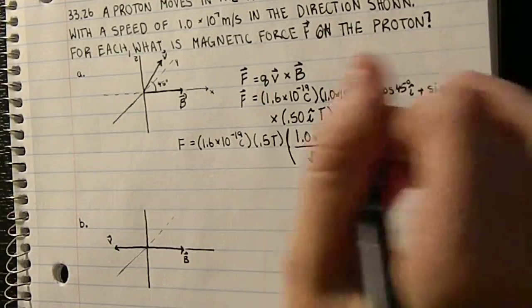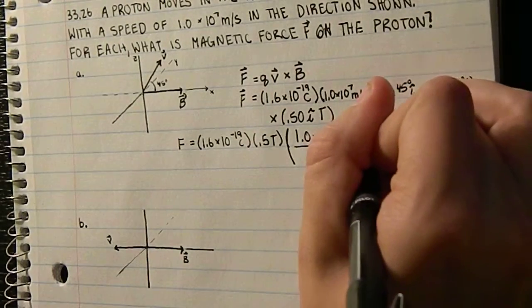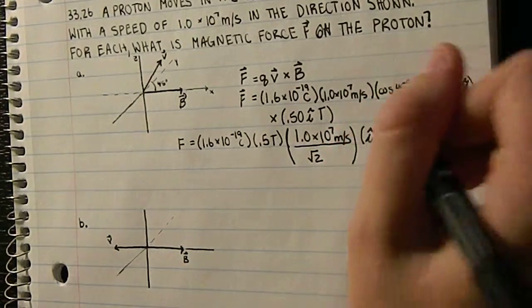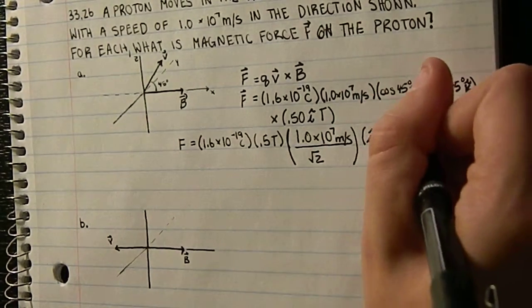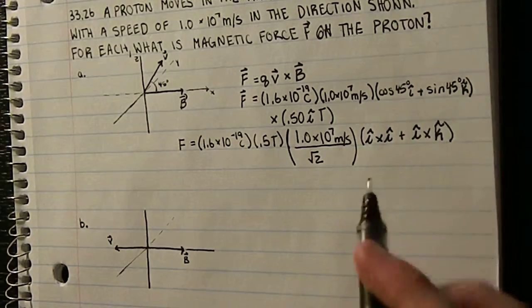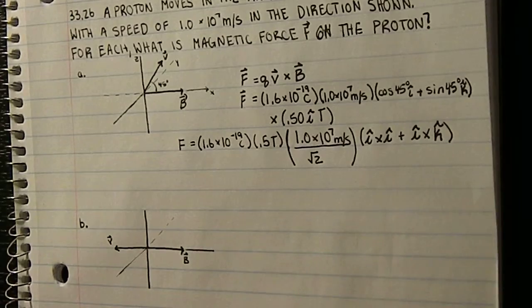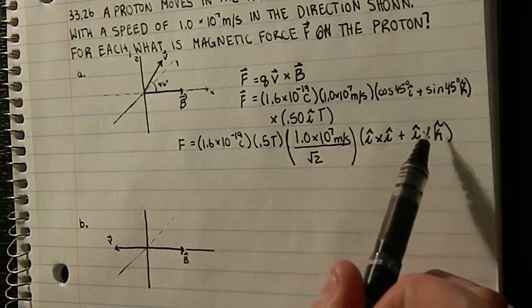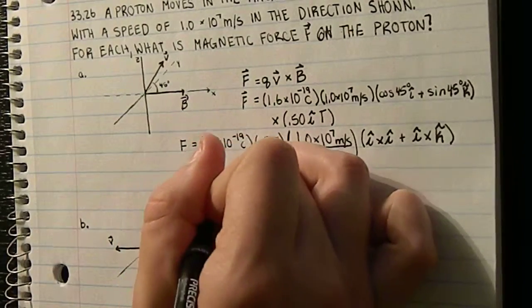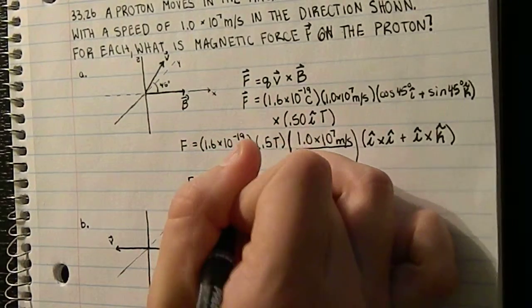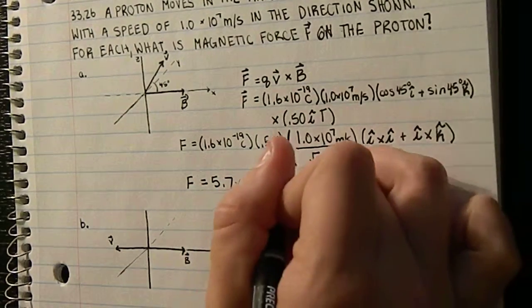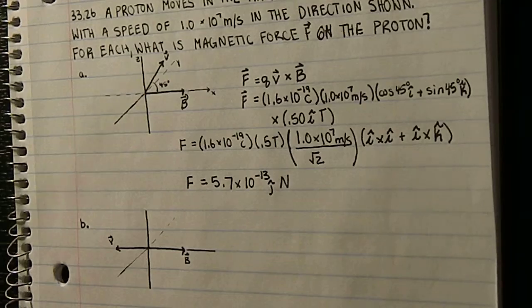And then we have I hat cross I hat plus I hat cross K hat, which we know that when you cross I hat and I hat, it just is a 0, so we just have this one that we have to deal with. So then F, your magnetic force, equals 5.7 times 10 to the 13th in the J direction, newtons.